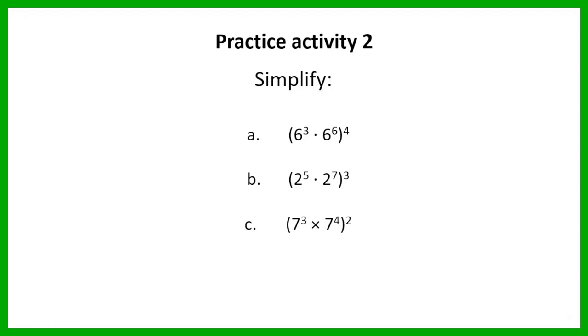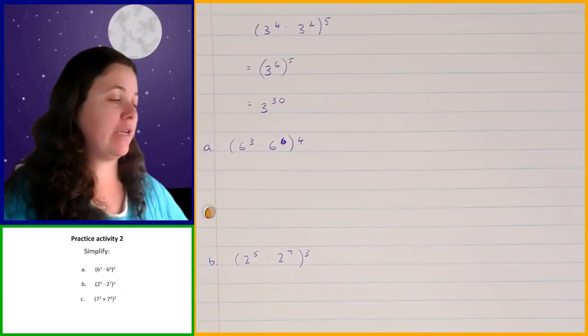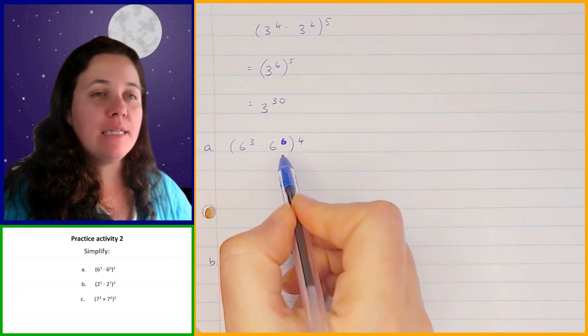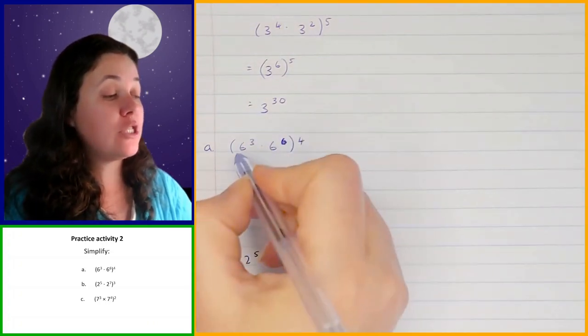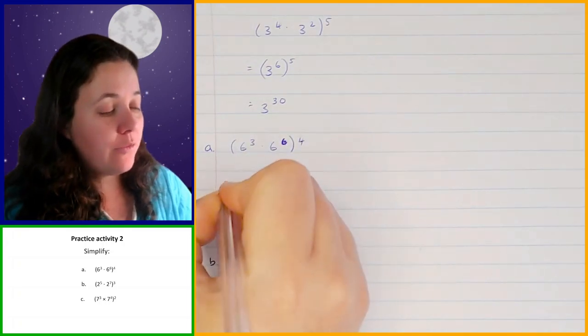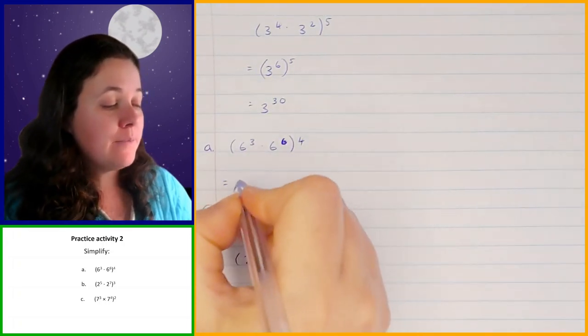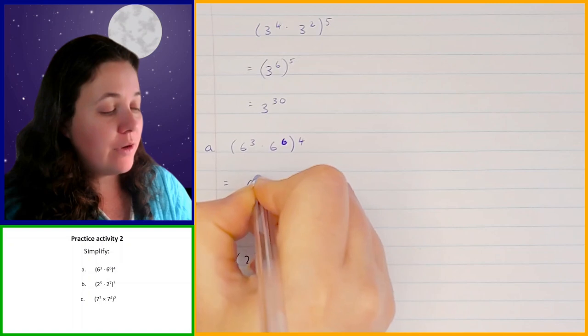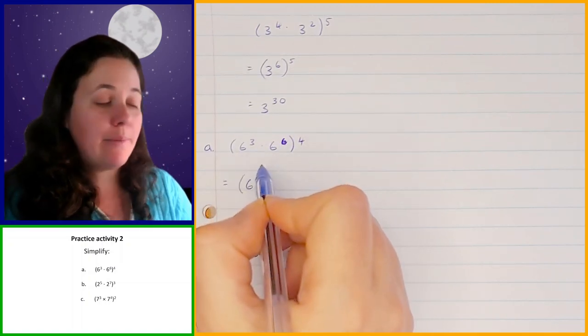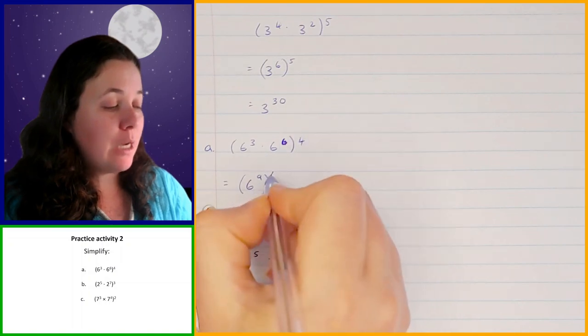Okay, you should hopefully be done with that by now. So let's go through those three examples. So question A, we had 6 cubed times 6 to the power of 6 in brackets to the power of 4. First we're going to simplify what's inside the brackets there. That gives us 6 to the power of 9 inside the brackets by adding the exponents because we're multiplying powers with the same base. And then we're going to raise it to the power of 4.